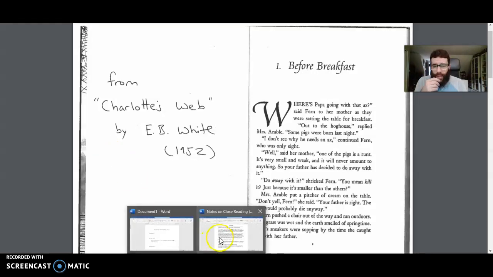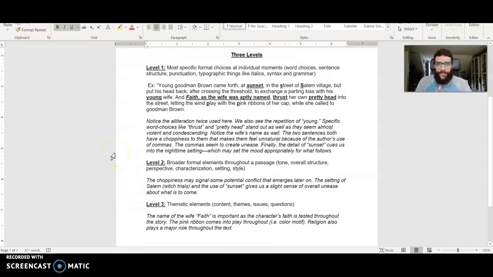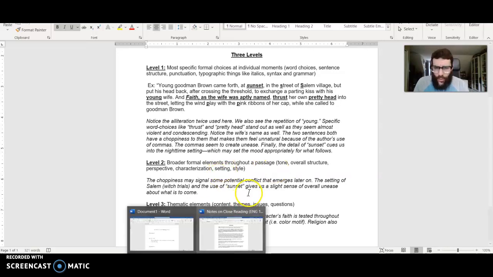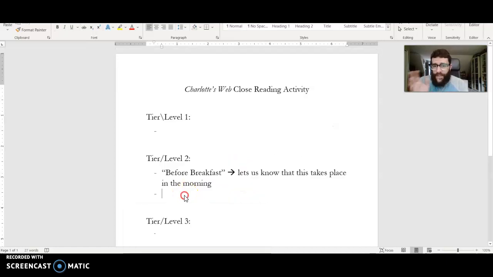So if you were looking at where that would go, in level 1, you have things like word choices, sentence structure, punctuation, typographic things. You also have level 2, broader formal elements, something like tone. Obviously, we talked about setting before, and style might also play in here. So for me, this fits into a few things.